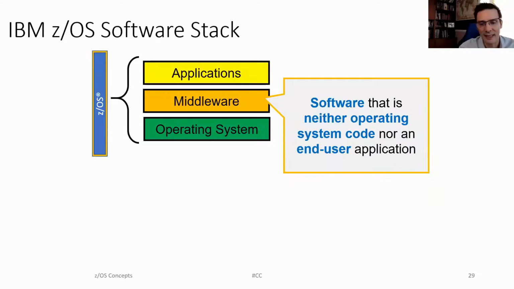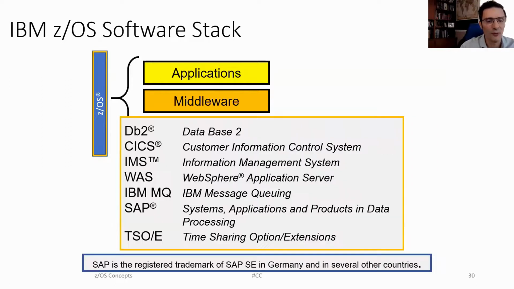Then you have something that's called the middleware components, which is neither the operating system nor necessarily applications. Usually middleware components you purchase from some software vendor, and that middleware component is going to allow you to provide an infrastructure in many cases for your applications to run. So there are many middleware products that are out there today, and I'll just quickly mention a couple of them.